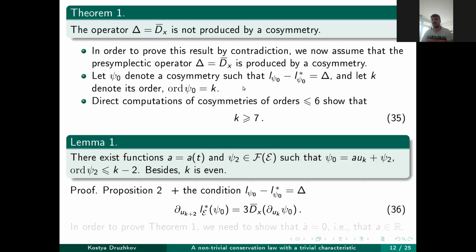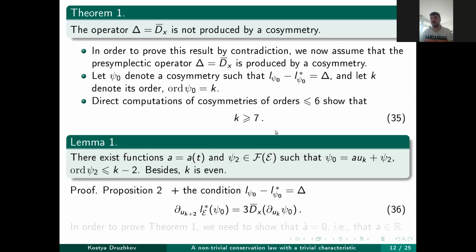So direct computations of cosymmetries of orders less than or equal to 6 show that k is at least 7. k cannot be 6 or less than 6. It must be 7 or greater than 7. Now we need some technical results in order to prove the rest of theorem 1, in order to describe the rest of the possible orders given by this k.